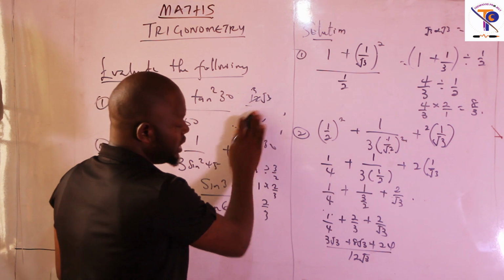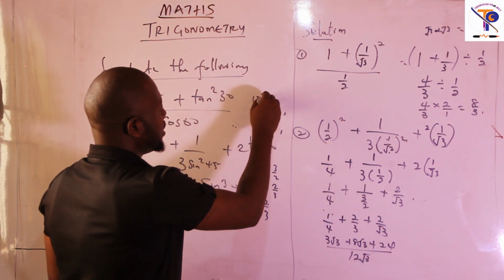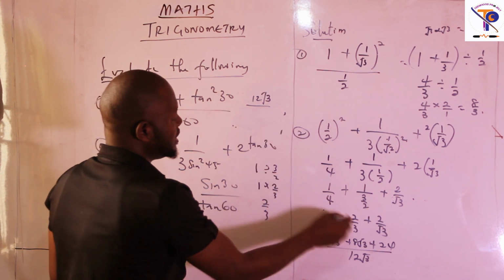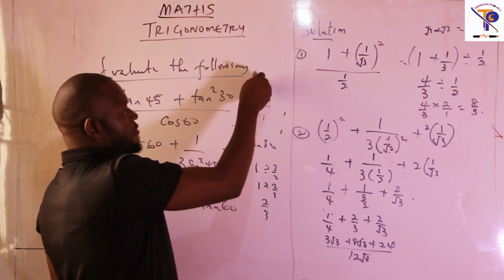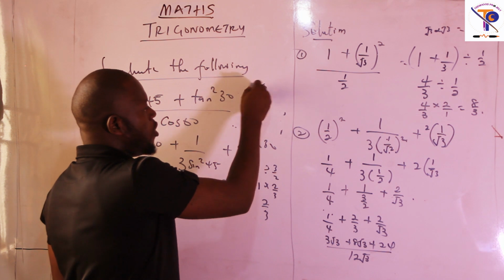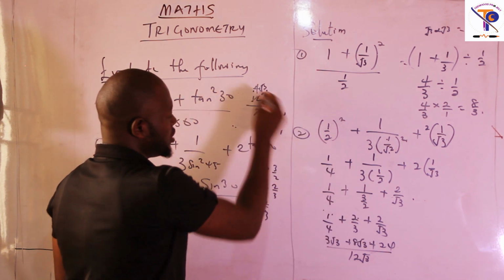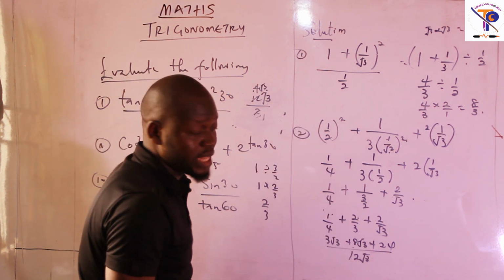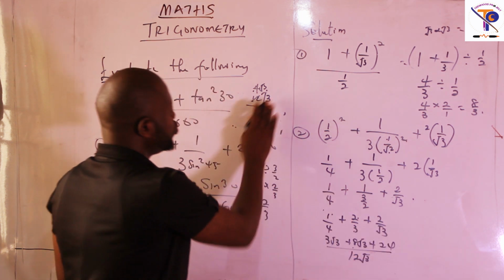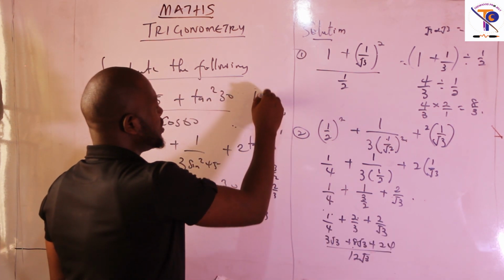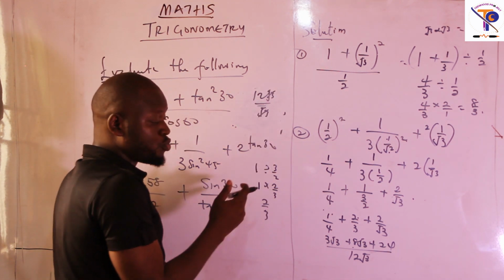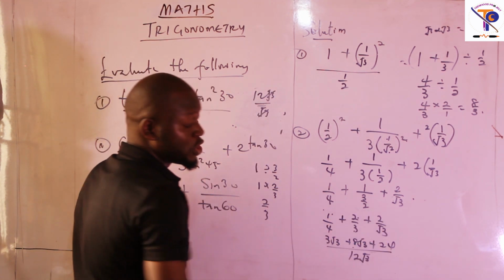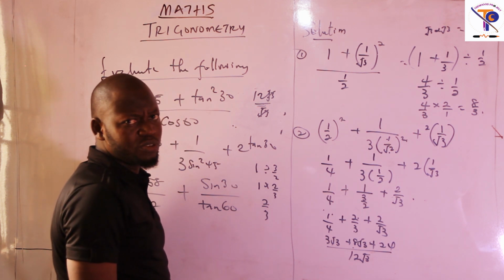Then 12 root 3 divided by 3. 3 in this one, 3 in 12, that is 4 root 3. 4 root 3 times 2, that is 4 times 2 is 8. 8 root 3, that is that. And root 3 in 12 root 3, that is 12 root 3 divided by root 3. Root 3 cancels root 3, you have 12 left. 12 times 2, that is 24. I hope you can get what I'm trying to say.